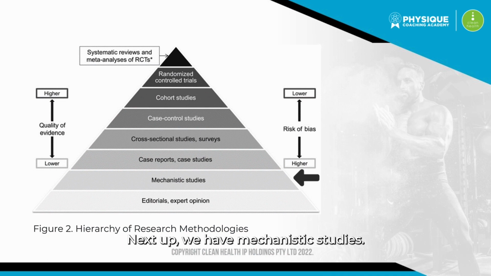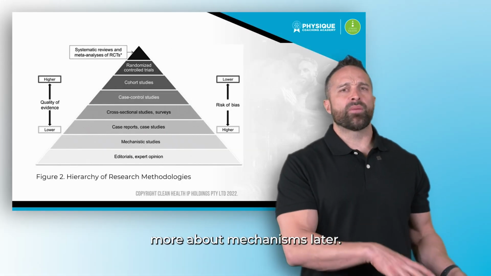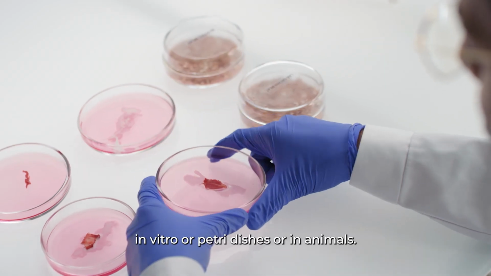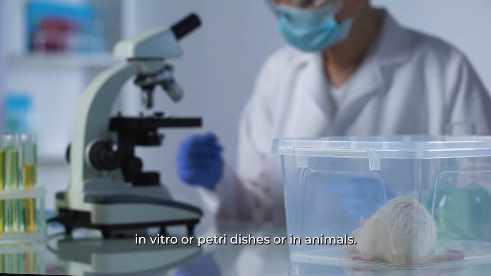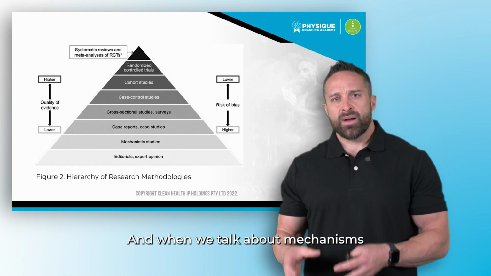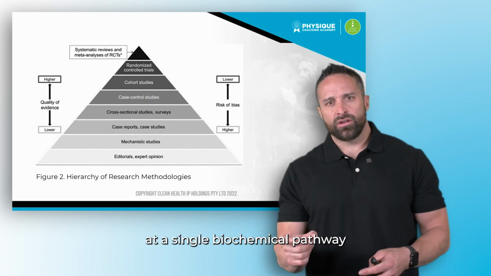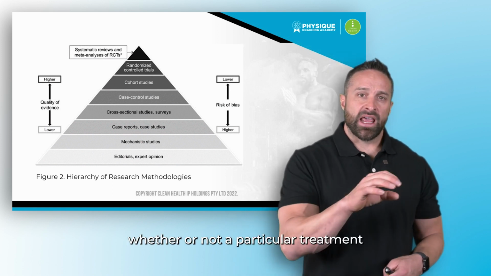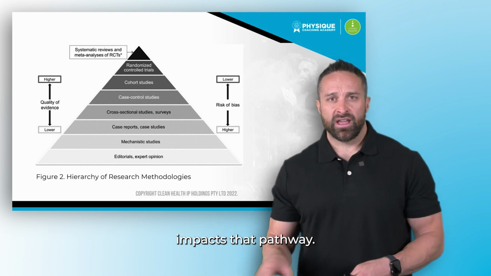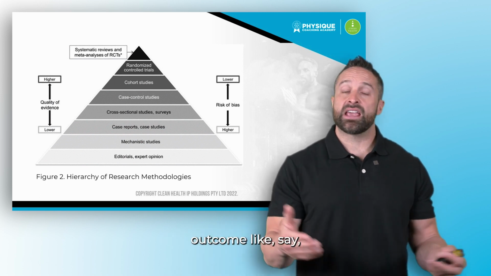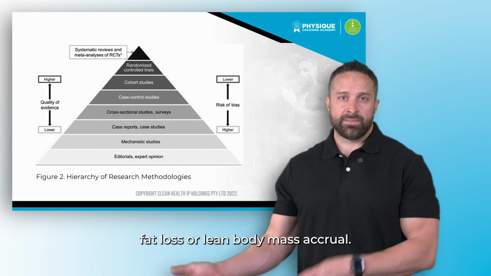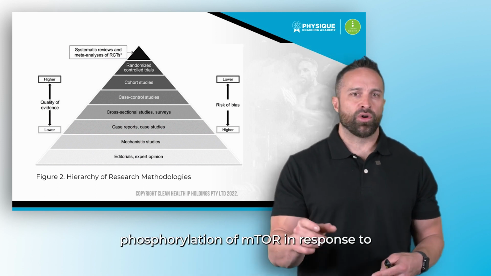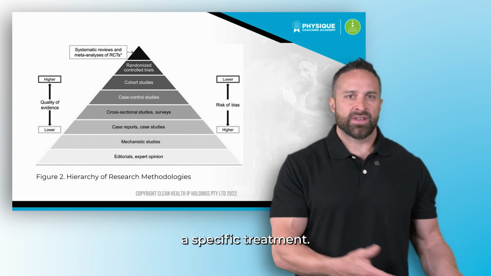Next up, we have mechanistic studies. We're going to talk more about mechanisms later, but these studies tend to be done in vitro or in petri dishes or in animals. And when we talk about mechanisms, we're typically looking at a single biochemical pathway and looking at whether or not a particular treatment impacts that pathway. We're not looking at a hard outcome like, say, fat loss or lean body mass accrual. We're looking at, say, phosphorylation of mTOR in response to a specific treatment.